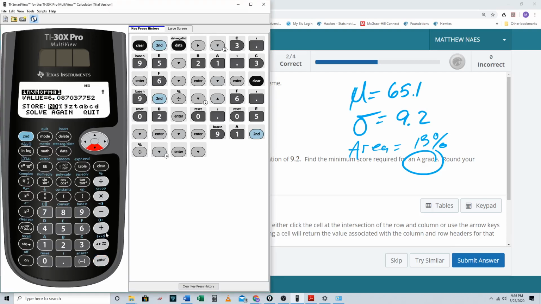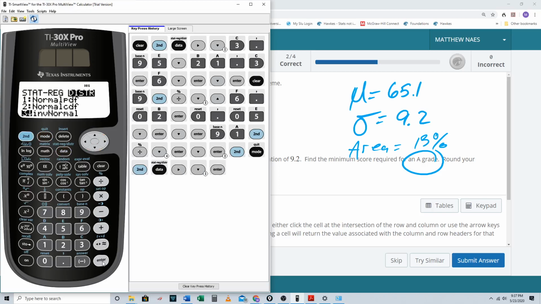Alright, solve again. By the way, if you ever exit out, it makes no difference. You can always just quit and go back, second data, go to distribution. We're doing inverse normal because we're finding x instead of finding area. Our area was 13%, so 13%.